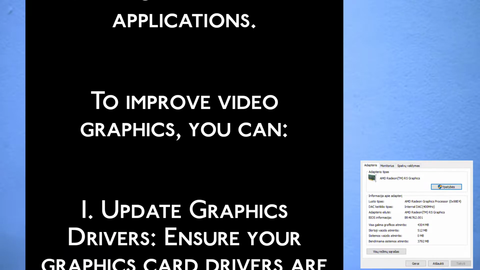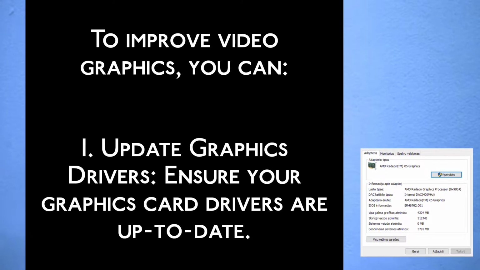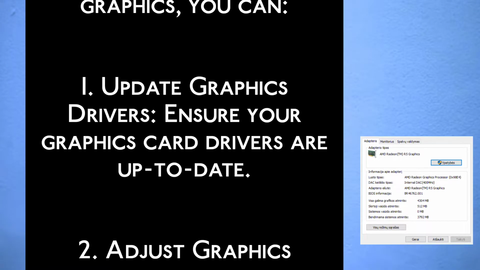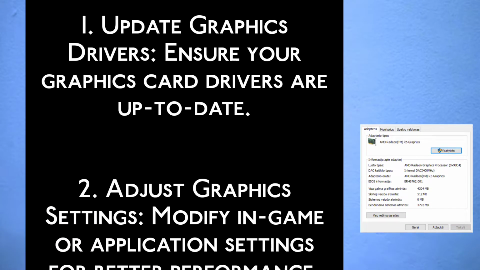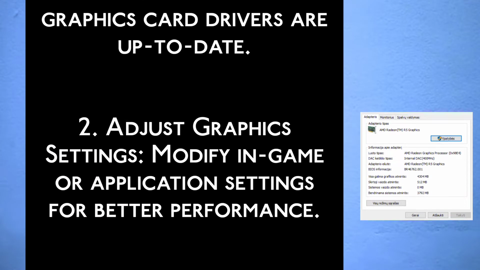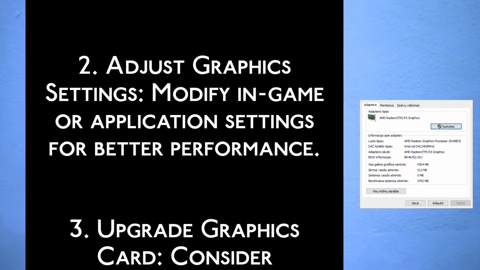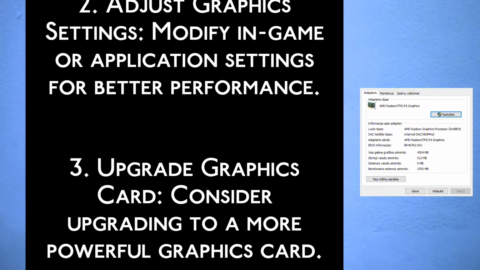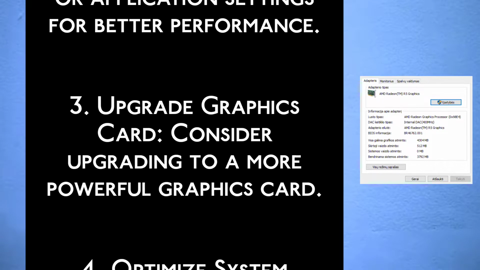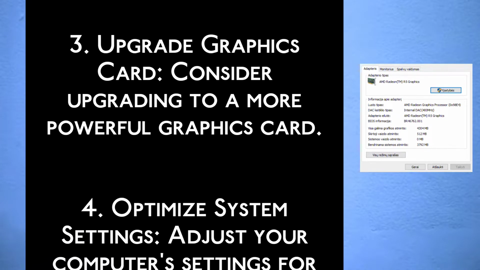To improve video graphics, you can Step 1. Update graphics driver. Ensure your graphic drivers are up to date. Step 2. Adjust graphics settings. Modify in-game or application setting for better performance. Step 3. Upgrade graphics card. Consider upgrading to a more powerful graphics card.